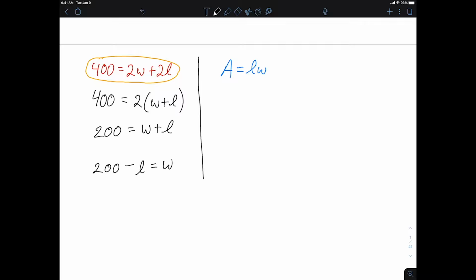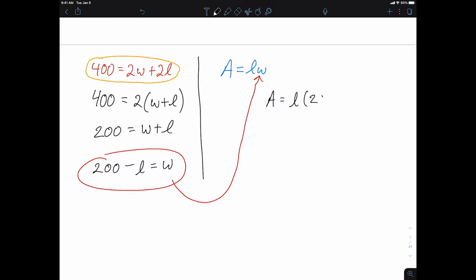So then what we can do is take that and put it where W is. So we get that the area is equal to L times 200 minus L. And so our area equation is now 200L minus L squared. And so what we can do is use derivatives to find critical points and use our knowledge of something, whether it's the first derivative test, second derivative test, or the shape of this curve, to know if our critical point is a maximum or a minimum.